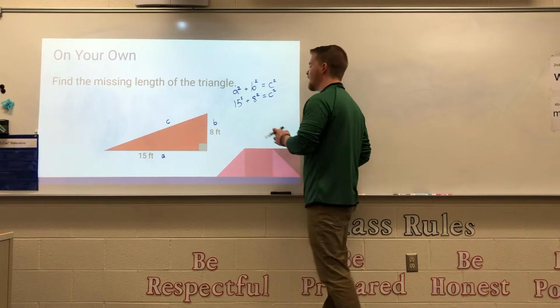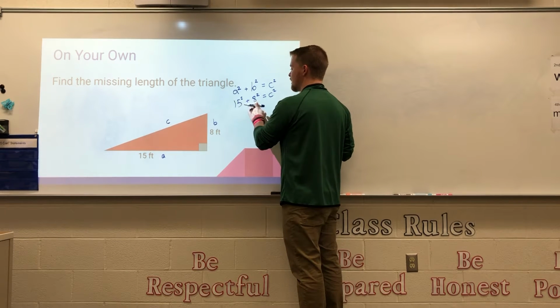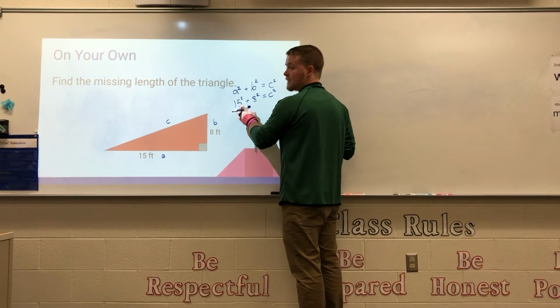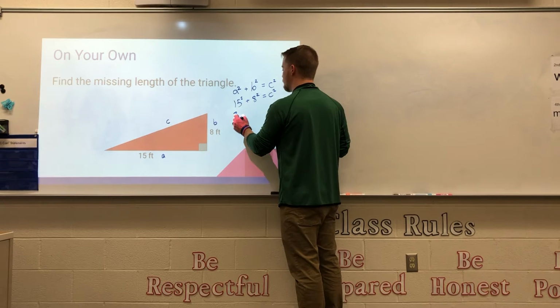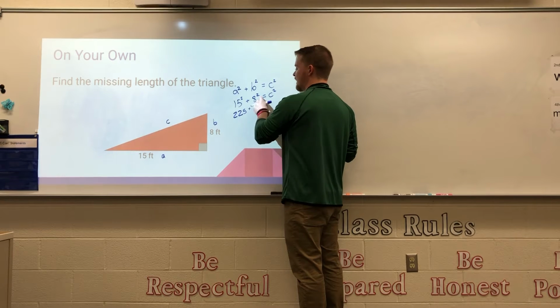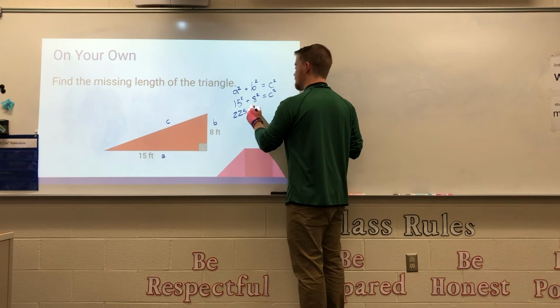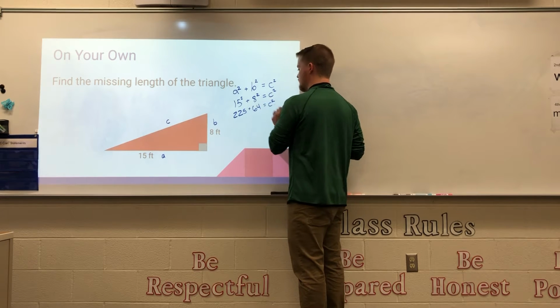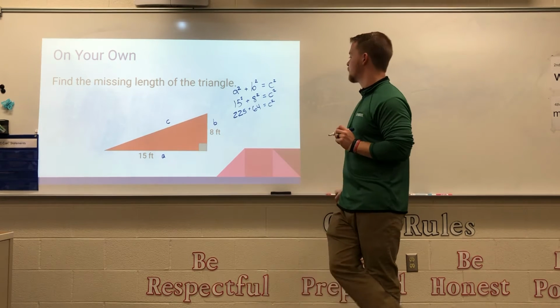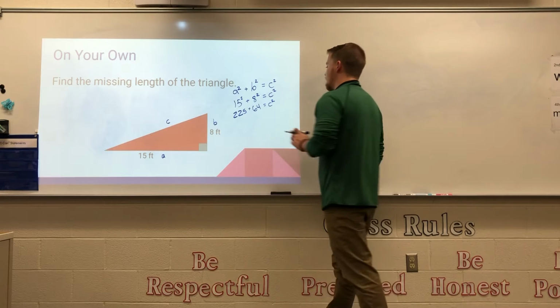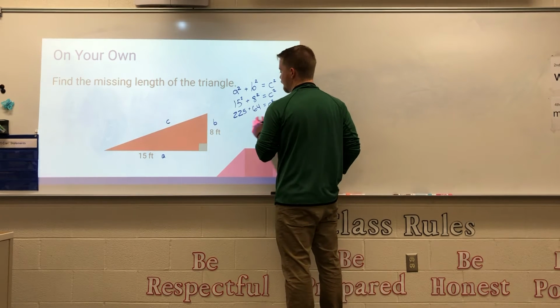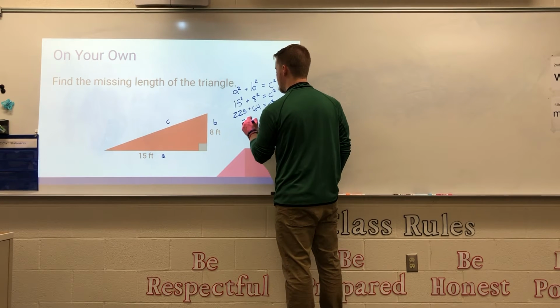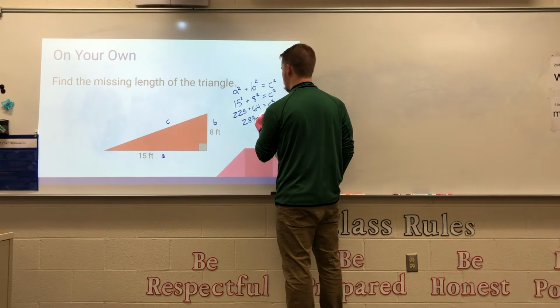So we're following the same pattern. We're going to simplify each of these. 15 squared, or 15 times itself, would be 225, plus 8 times itself would be 64, equals C squared. Okay? Now we have to add these together. 225 plus 64 will give you 289, and that equals C squared.